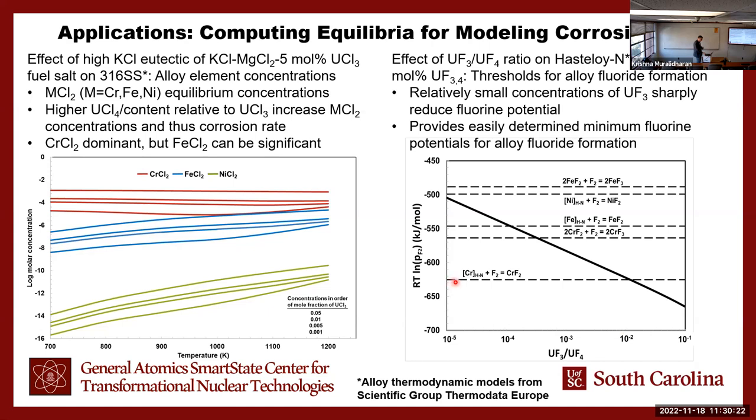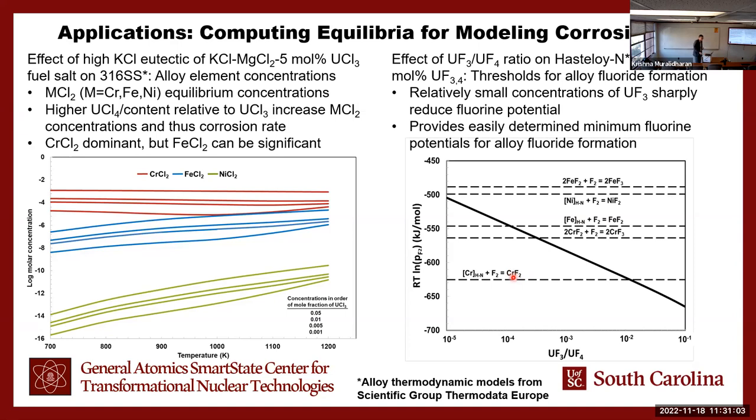And overlaying that are the thresholds for forming the fluorides. So this is the threshold for chromium plus fluorine to form chromium fluoride. If you're below this line, you've got chromium, you're good to go. Your alloy is not going to corrode. Above that line, you're forming chromium fluoride. It's leaching out into the salt, and you're damaging your alloy. You're corroding your alloy. Here's the chromium difluoride to trifluoride line, iron to iron fluoride, et cetera.